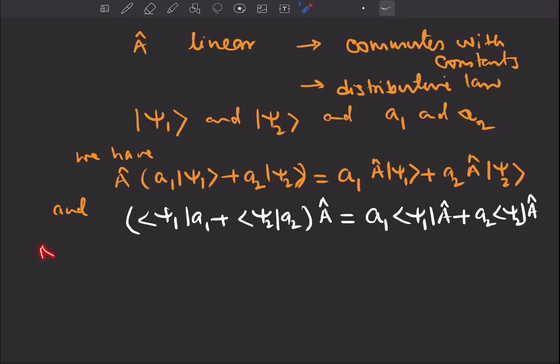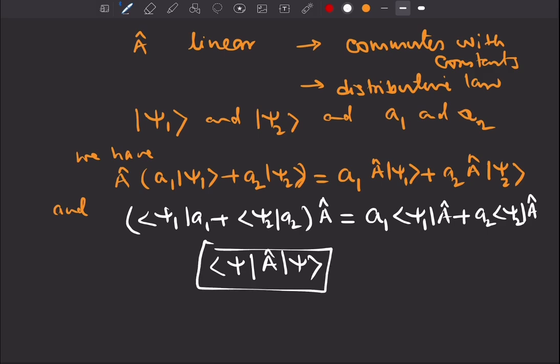It is worthy to note that the expectation or mean value of an operator with respect to any state vector ket psi is defined by bra psi, operator A, ket psi. So this gives the expectation value or mean value.